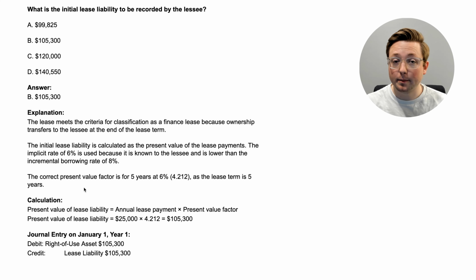So that's some of the basics that we're going to be using throughout the rest of the video. You figure out the correct present value factor to use, and you multiply it by the annual lease payments, and that typically gives you the present value of the lease liability at the very beginning, and that's what you're going to record as the lease liability. Now, with that knowledge, let's go to the next question.